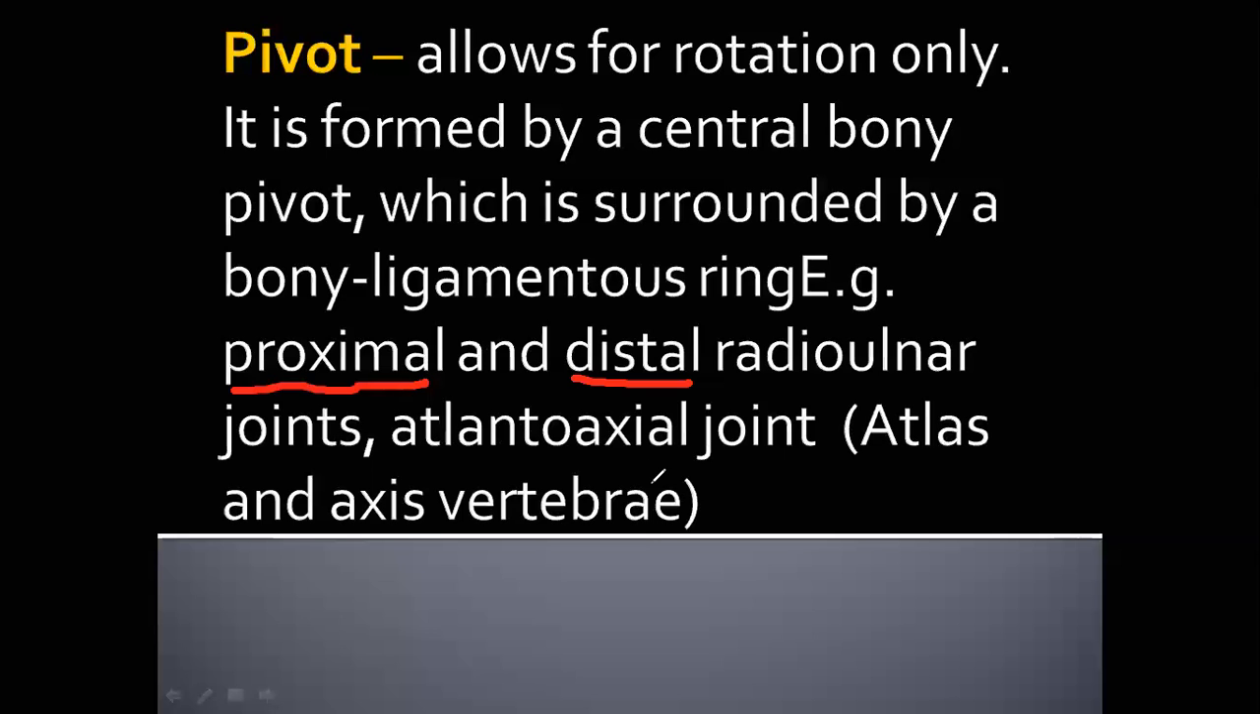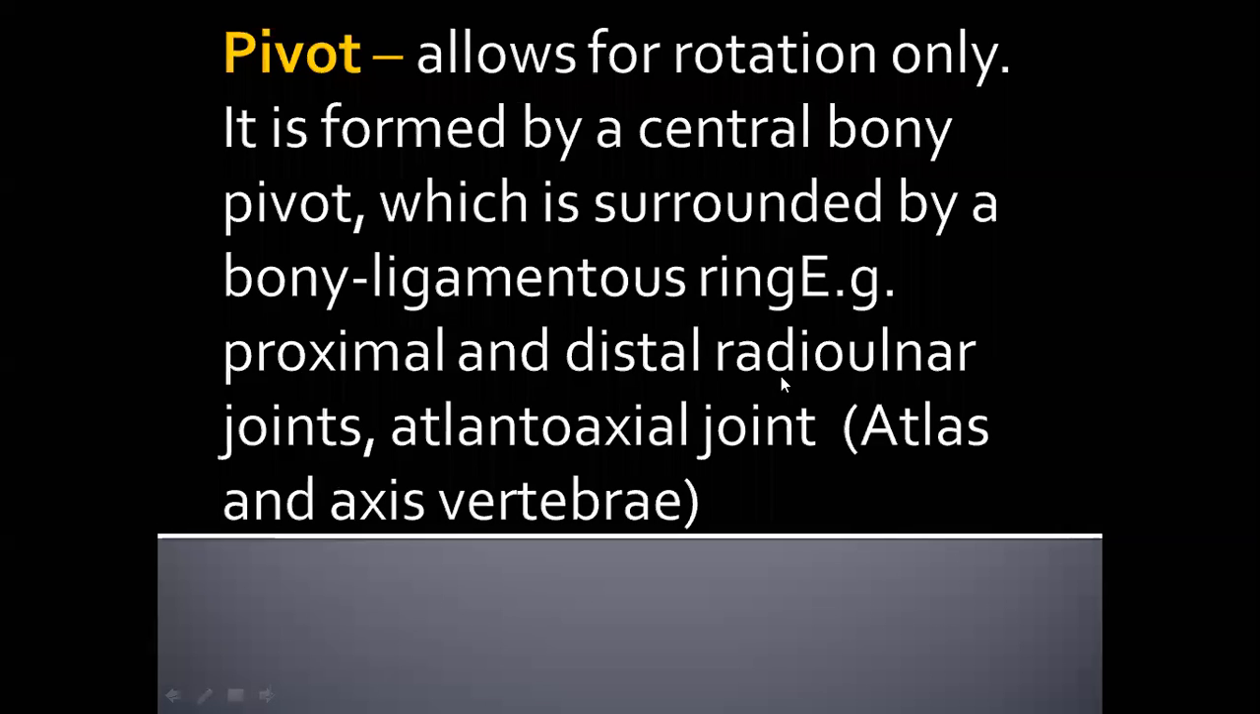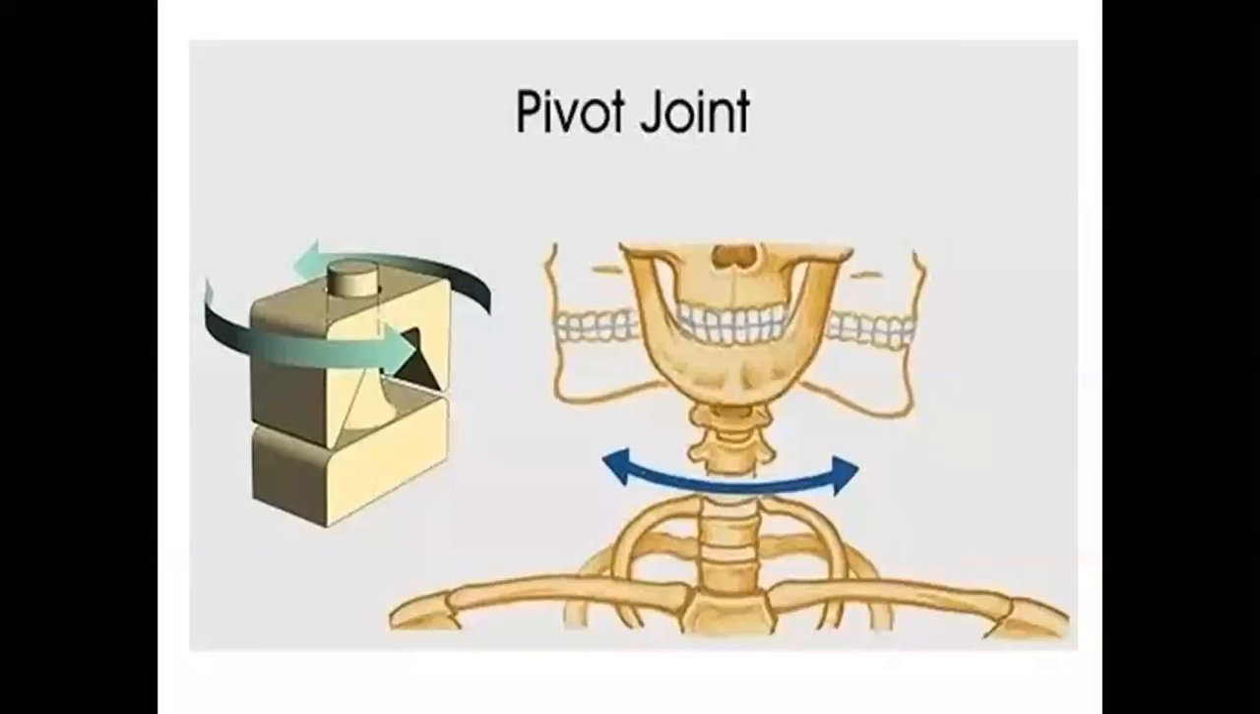Atlantoaxial joint are atlas and axis vertebrae, first and second neck vertebrae. So we can rotate our neck with the help of the pivot joint, as well as we can rotate our forearm in order to open a jar, when we perform the rotation movement. So these are some examples of pivot joint: proximal and distal radioulnar joint and atlantoaxial joint.